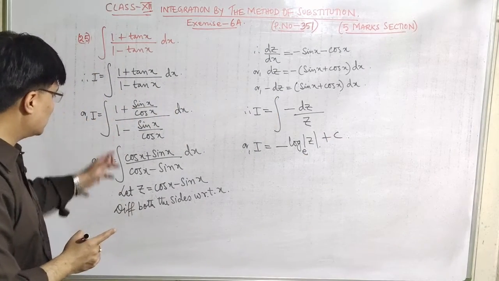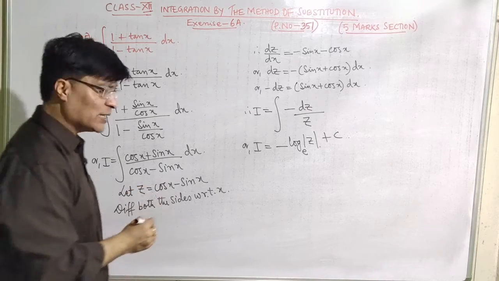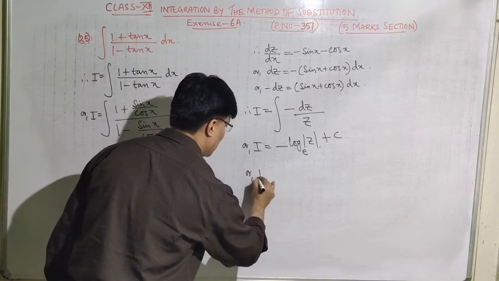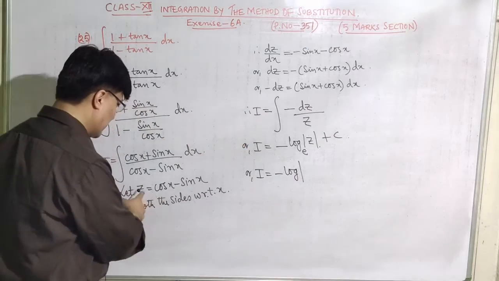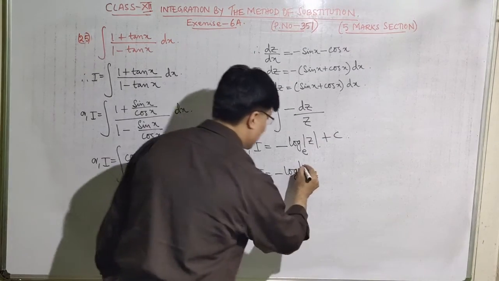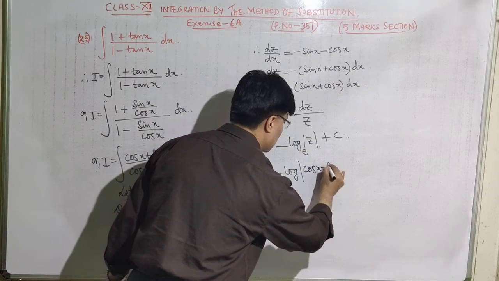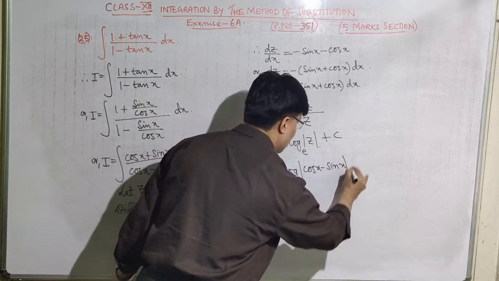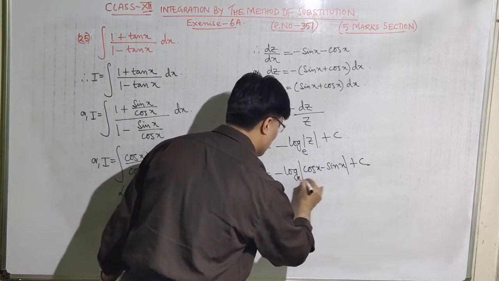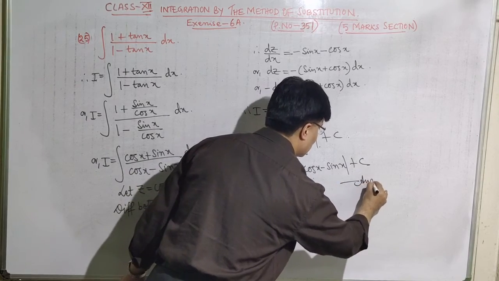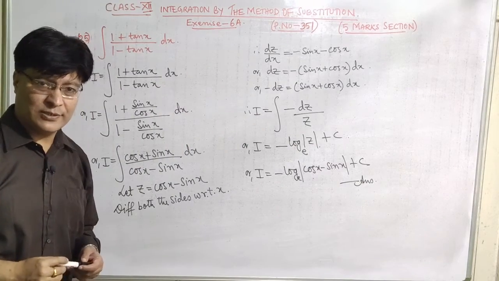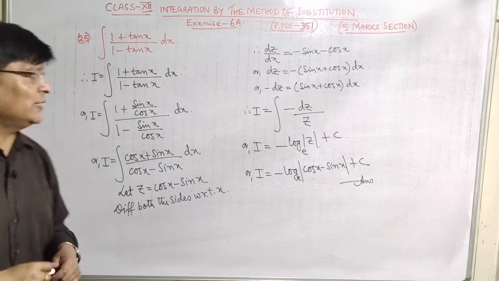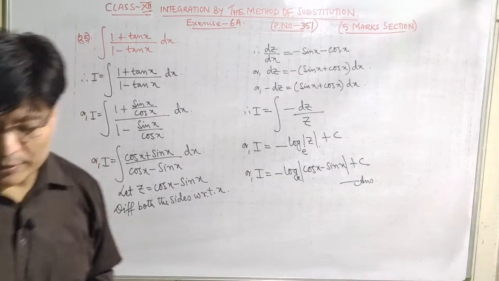Now you can put the value for z. What is z actually? It is cos x minus sin x. Or I is equal to minus log within mod, what is the value for z? It is cos x minus sin x, mod sign close plus c, and here the base is e. So this is the final answer. So I think you have understood the question. Okay, so you can copy it. Now we'll do the next question.